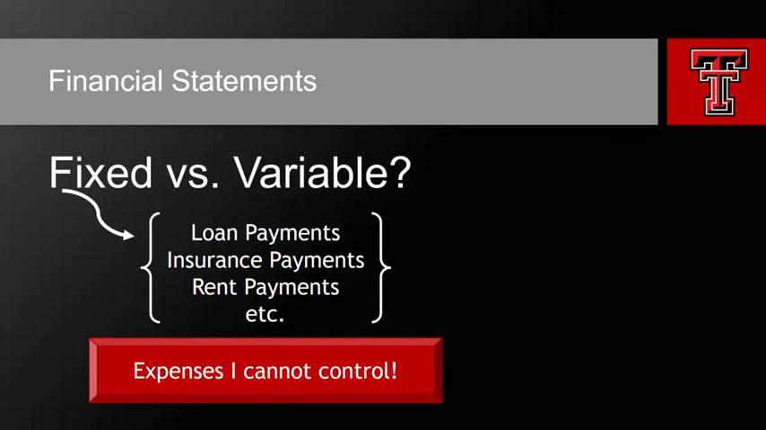Any fixed debt payments that I have will fall here. If I have a $100,000 boat loan, I would see my monthly payment here. Note that this is only fixed debt payments. There are variable debt payments as well, such as credit cards, home equity loans, and overdraft lines of credit. We will talk more about these later in the semester.